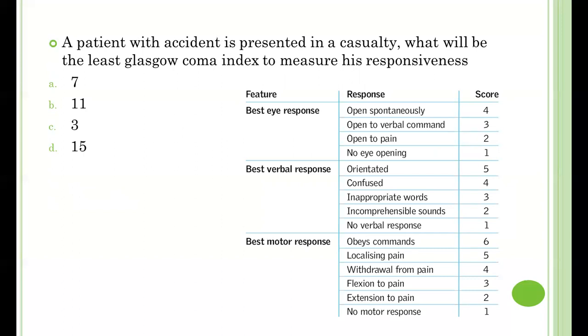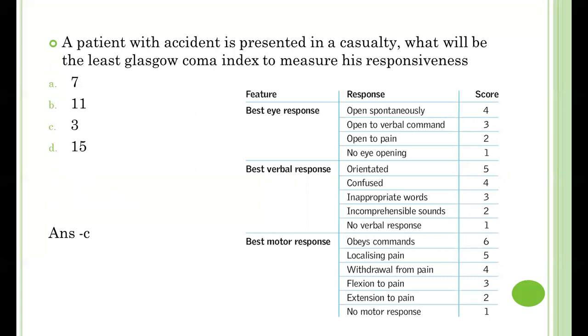A patient with an accident is presented in a casualty. What will be the least Glasgow index to measure his responsiveness? So the options are 7, 11, 3, and 15. So option C, that is 3, is the least Glasgow Coma index to measure his responsiveness.